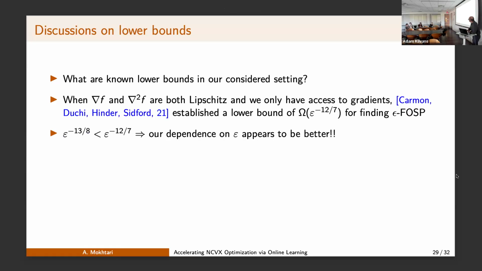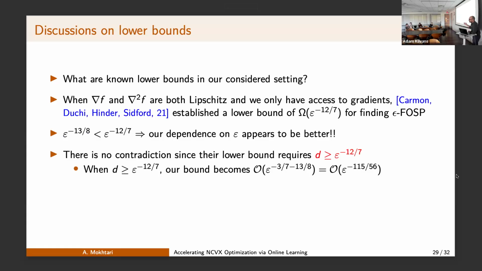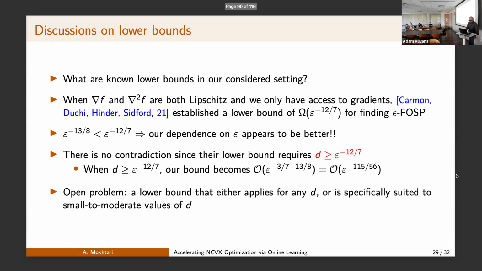So we went over the board again and again. We saw 13/8 is correct, but then we realized that the lower bound in the original paper by Carmon, Duchi, Hinder, and Sidford is only true for high-dimensional cases, when d is larger than 1/epsilon to the power of 12/7. Now, since we have a d dependence, if you replace our d to the power of 1/4 with this quantity, you're going to get 1/epsilon to the 115/56. And this is worse than 12/7. So good. That was a good moment, such a relief.